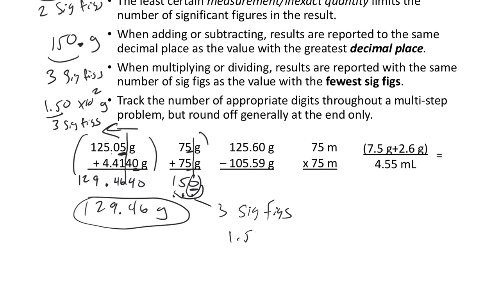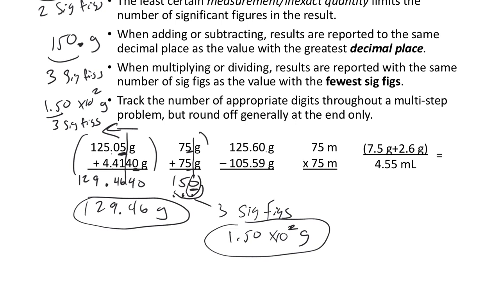So we might write this, if we had to write this down, as 1.50 times 10 to the 2 grams. So if we're reporting the value of this object, we might use scientific notation to report the value. Now when we do subtraction, the same rule applies here.